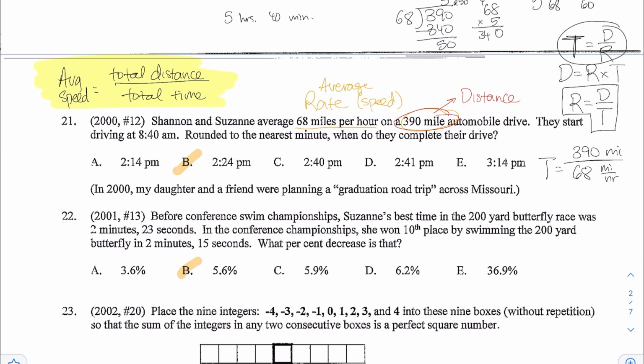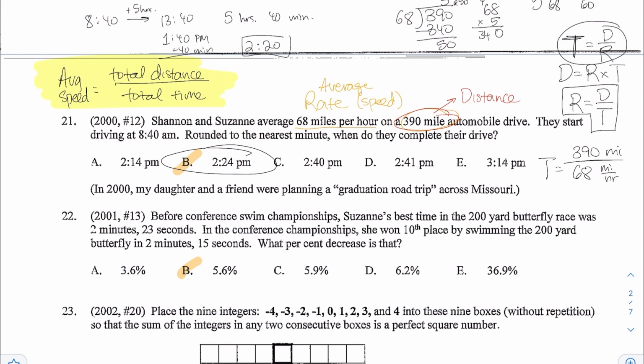So here we started at 8:40, to add 5 hours. It's going to be 13:40, which is really 1:40 p.m. And if you add another 40 minutes, that's going to give you a total time of about 2:20. So the closest answer will be choice B, because you have to just round to the nearest minute anyway.